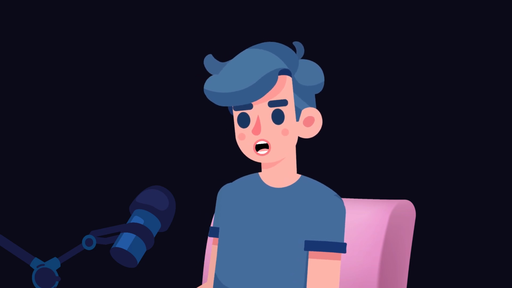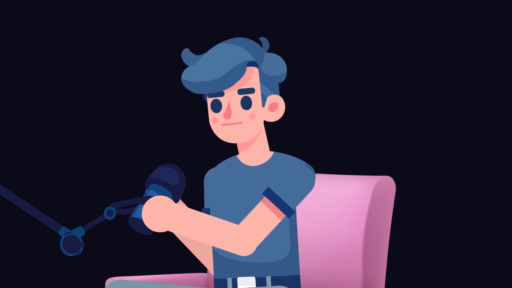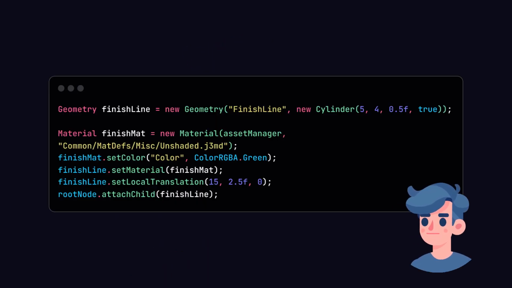However, our game lacks a win condition. Let's implement a simple objective, a finish line that triggers a win message. We can represent our finish line using another geometric shape, say a tall green cylinder. Let's create that in our SimpleInitApp method to have it positioned far into the scene.